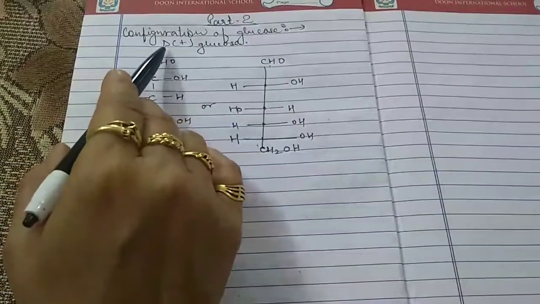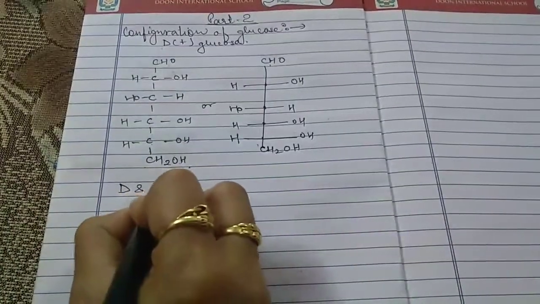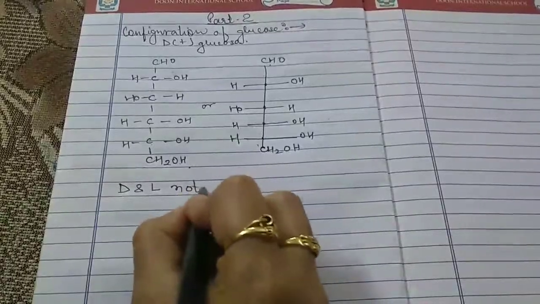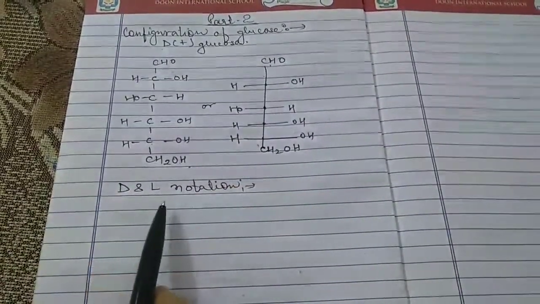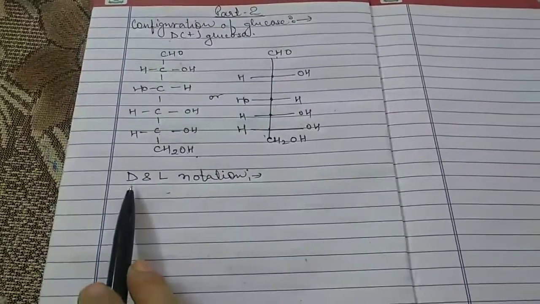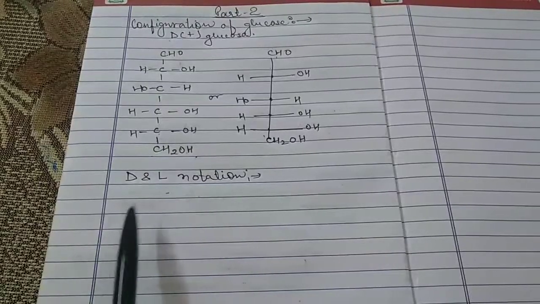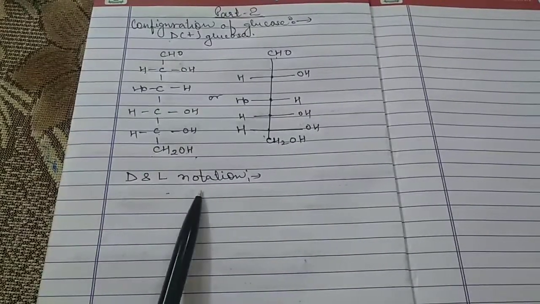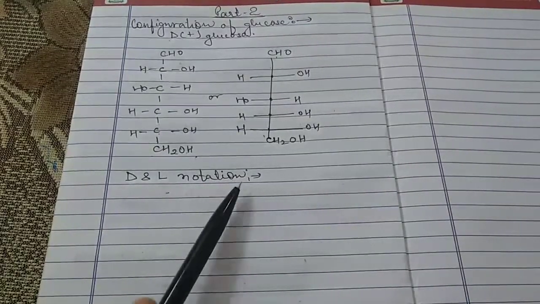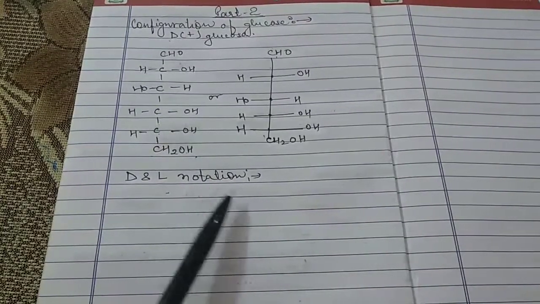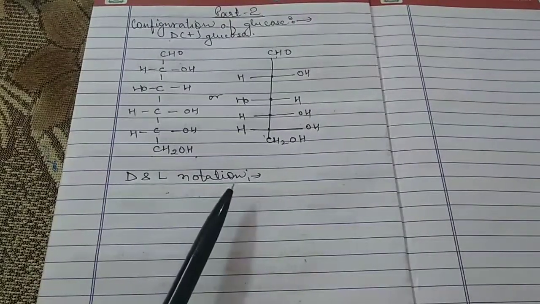Now here we use the term D. Now there are two terms, one is D and another one is L. These are the notations, D and L notations. Now let us discuss the significance of the D and L notation. The symbols D and L have nothing to do with the sign of the optical activity. They are independent of the optical activity.